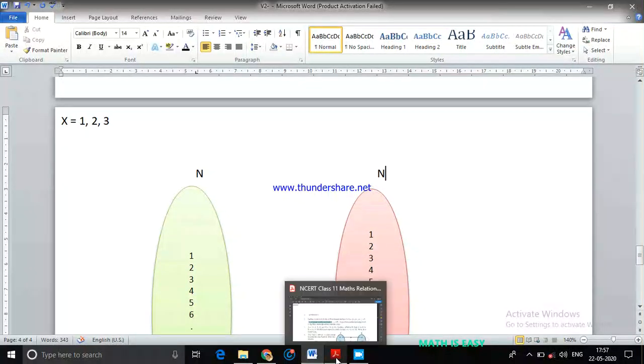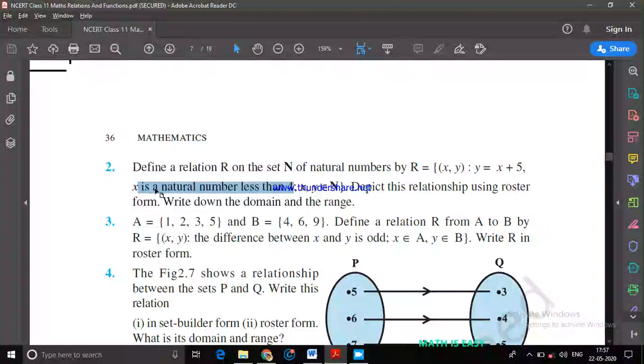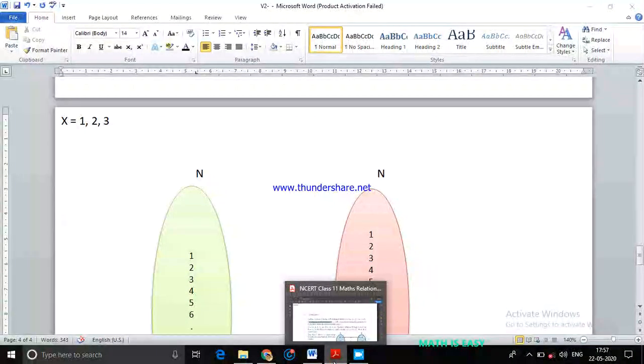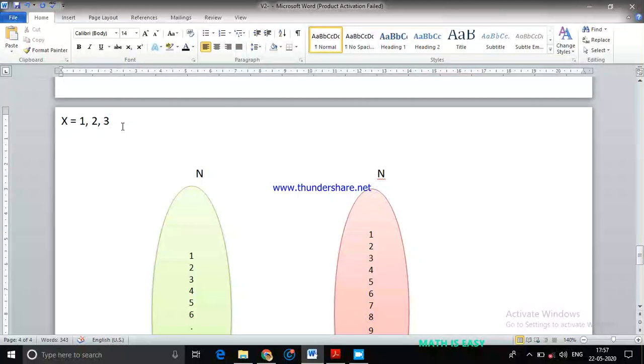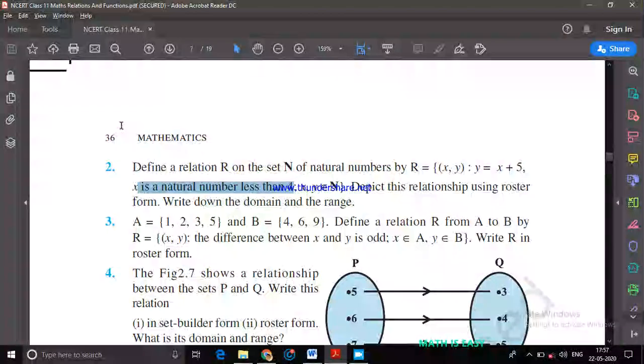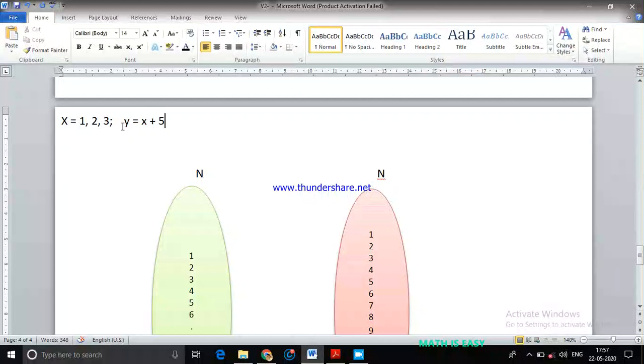But the x and y values are fixed. The x value is a natural number less than 4. So the natural numbers which are less than 4 are 1, 2, 3. And what else is given? y equals x plus 5. That's right, y equals x plus 5. That is the relation given.